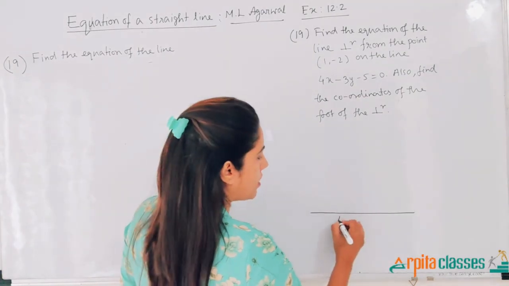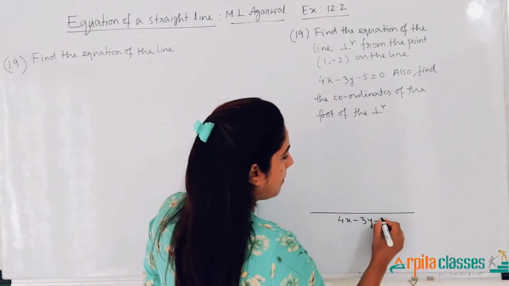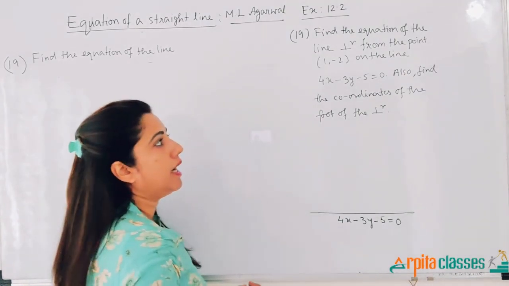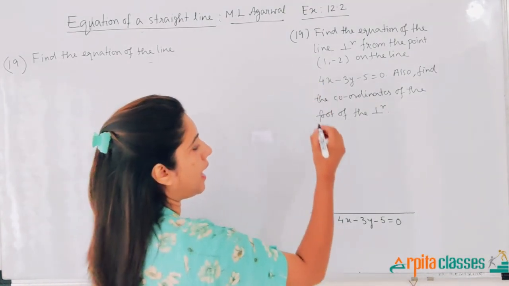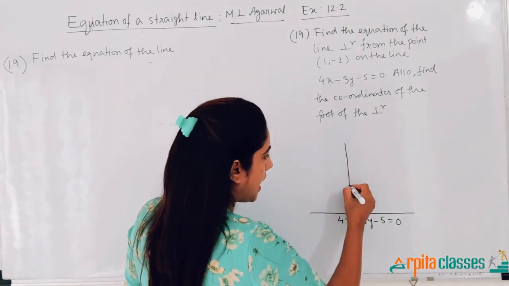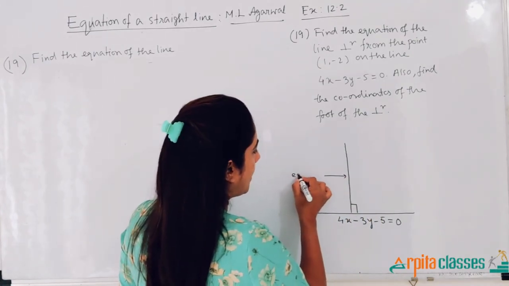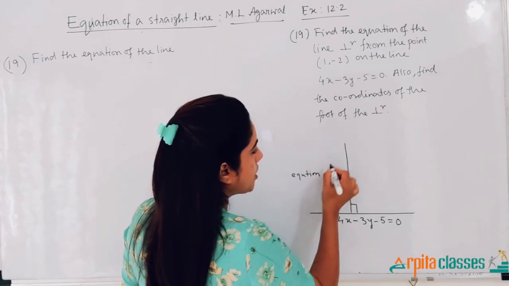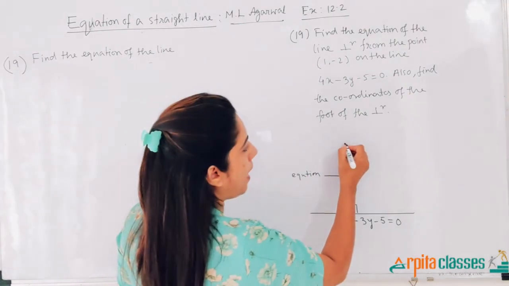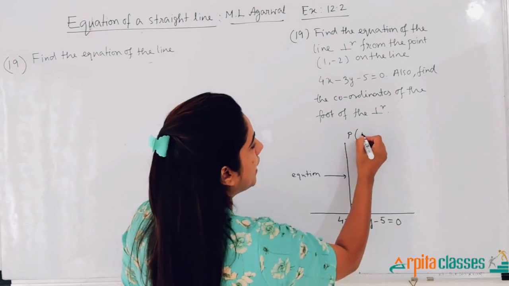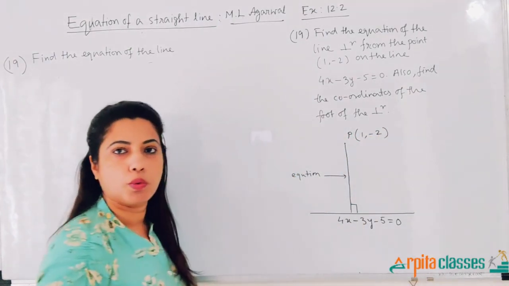This is a line which is your 4x - 3y - 5 = 0. You need to find the equation of the line which is perpendicular to this line. So the equation of this line you need to find out, which is perpendicular on this line from a point, let the point be P, that is (1, -2).